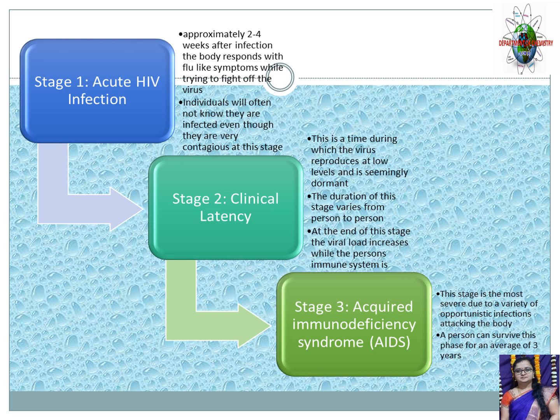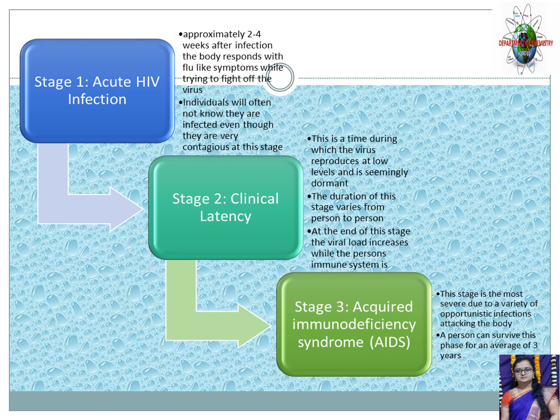And stage 2 is nothing but the chronic stage. This is a time during which the virus reproduces at low levels and is seemingly dormant. The duration of this stage varies from person to person. At the end of this stage, the viral load increases.